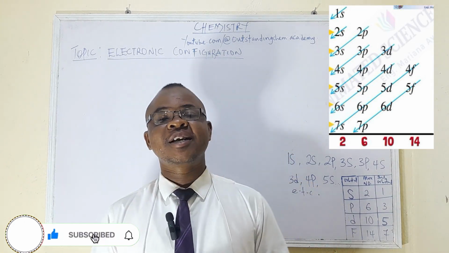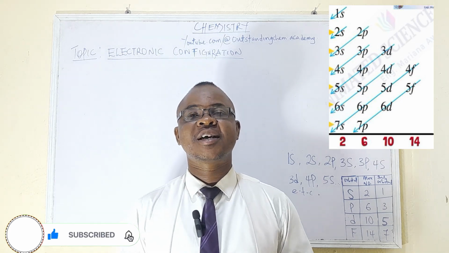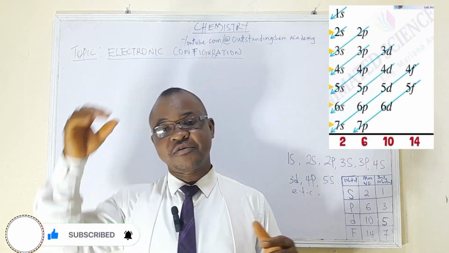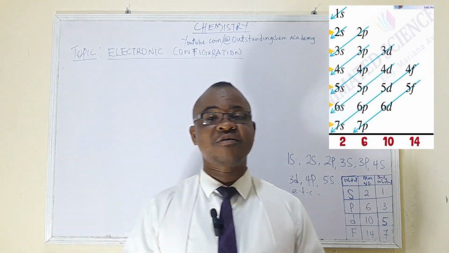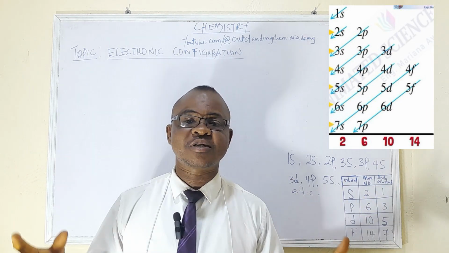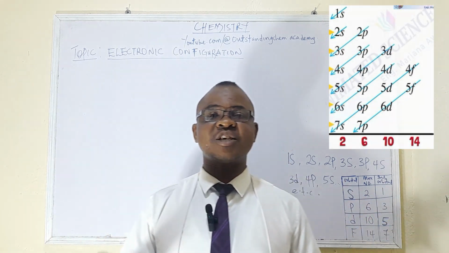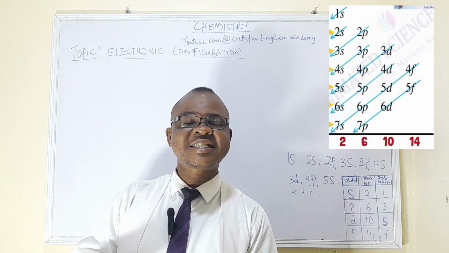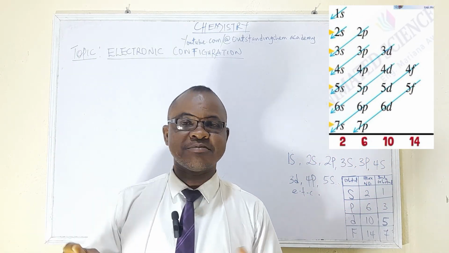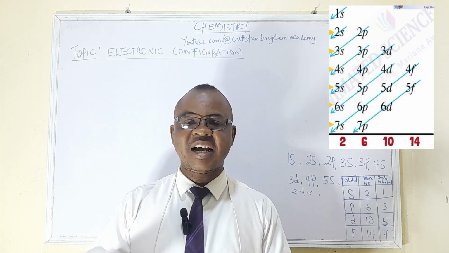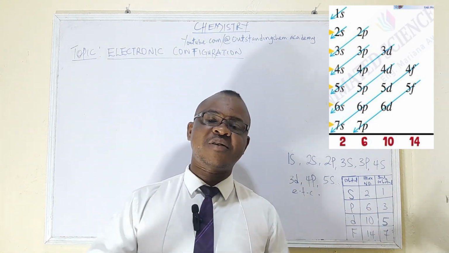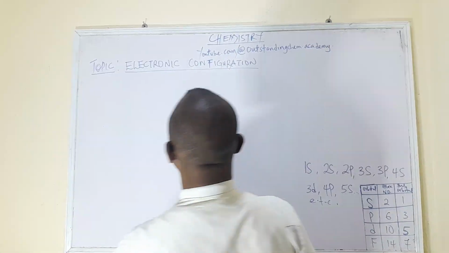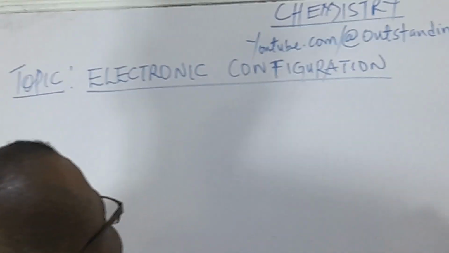Today we'll be looking at an important topic under the periodic table called electronic configuration. Before then, what is the periodic table? The periodic table is a table that shows the arrangement of all elements in increasing atomic number. Mark that phrase, increasing atomic number, which is governed by periodic law. Alright, let's look at the electronic configuration of elements.